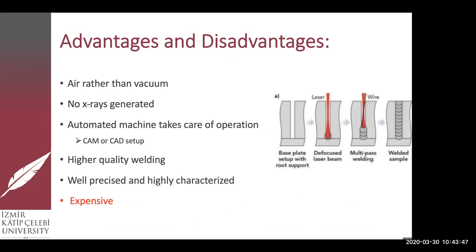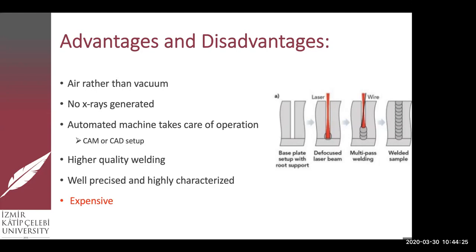So what are the advantages and disadvantages of laser welding? At first we said that we don't need vacuum, so air could be found, and there is no X-ray generated. Moreover, an automated machine can take care of the operation, with some computer setups which will do the welding itself. We will have a high quality welding. It would be really a steady welding. It won't break up in less time. And it is really precise and highly characterized due to the narrow beam that is going to be used.